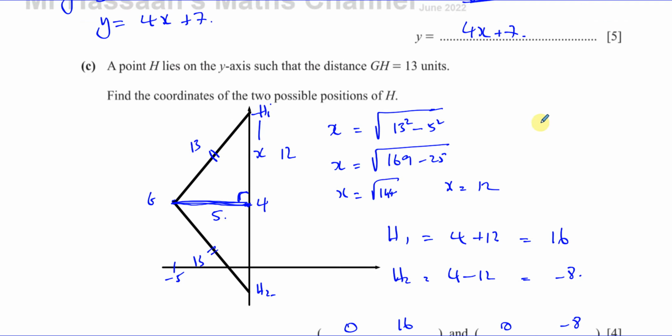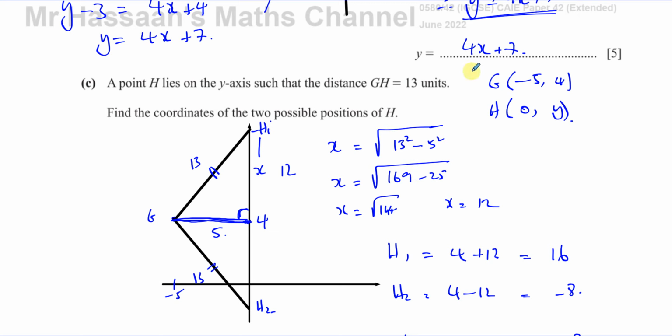We could have done it in another way as well. I mean, I could have said that G has coordinates minus 5, 4, and H has coordinates 0, y. Okay, I could have done it this way. This is an algebraic way of doing it. So I'll show you also an algebraic way of doing it. I'll skip to this side and show you how to do it using algebra. Okay, the previous approach is like using a visual method, which I showed you here. Algebraically, we can also do it as well.